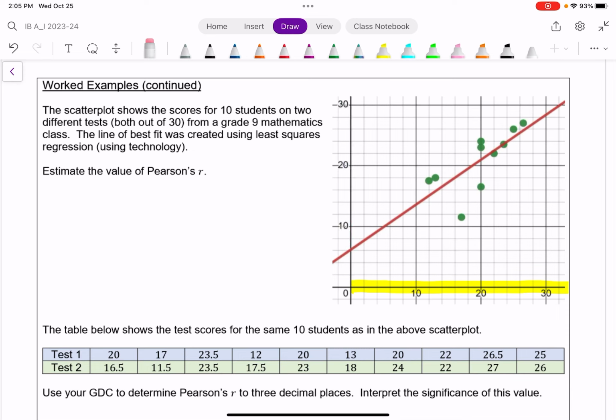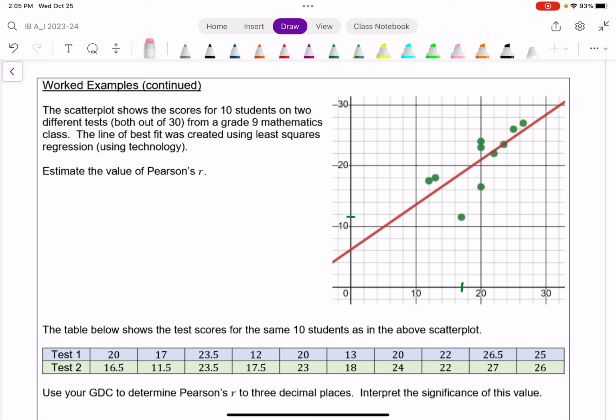And each of these points here represents some student. So for example, the student here looks like they got roughly 17 out of 30 on the first test, and it looks like they got 11.5 out of 30 on the second test. And again, we have a line of best fit shown in red. Now, the line of best fit in this case was actually made using technology. It's called a regression equation, and we'll talk more about that later.